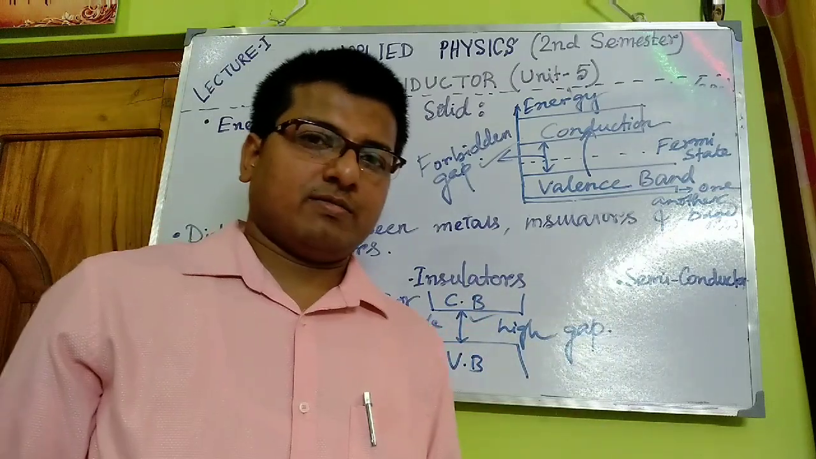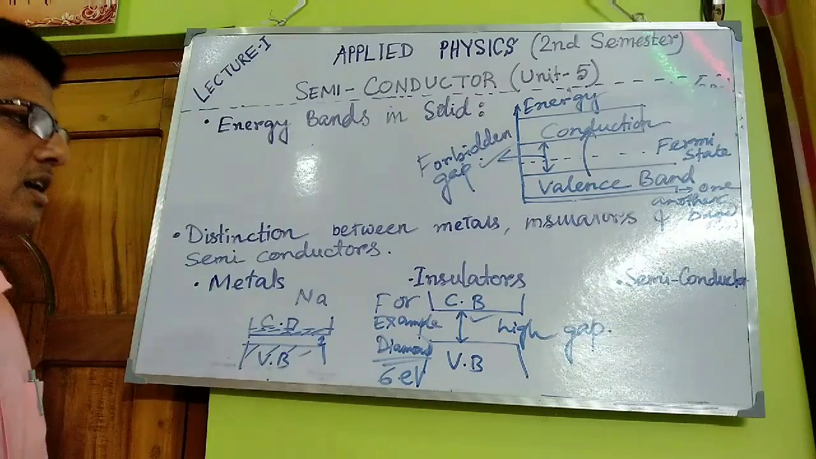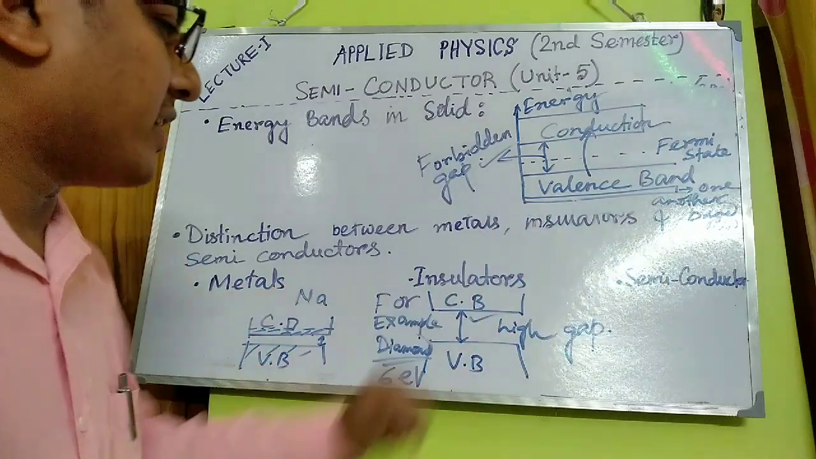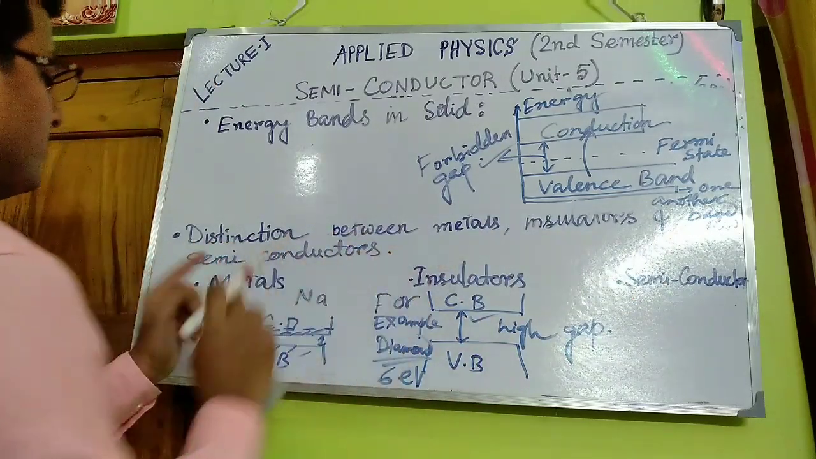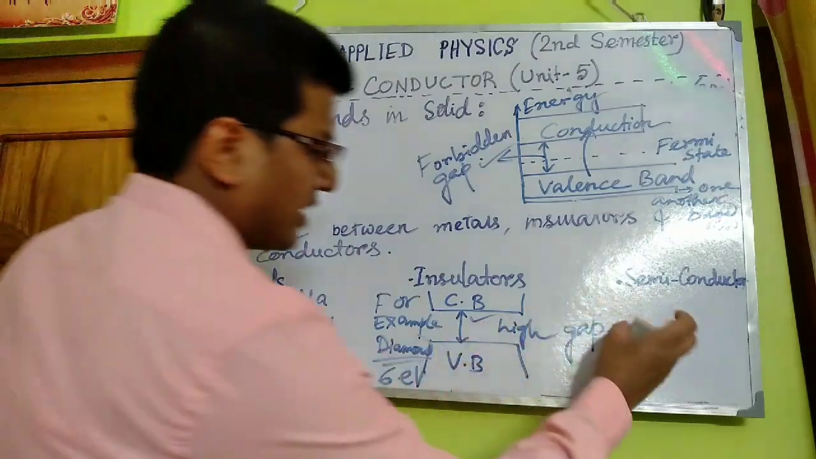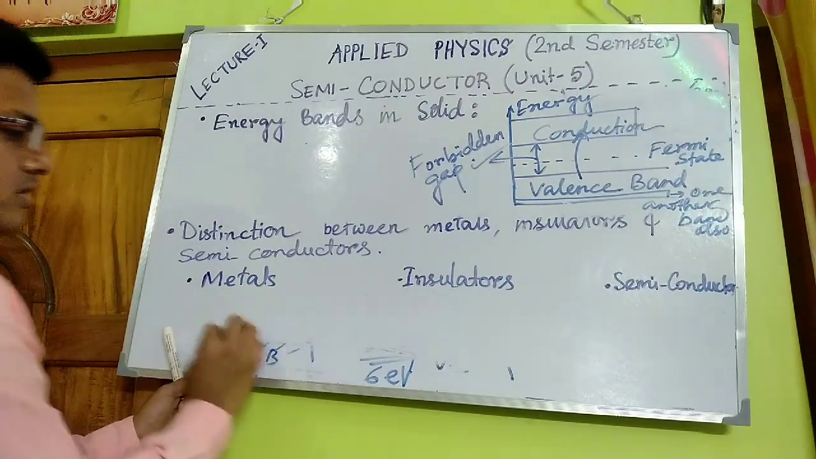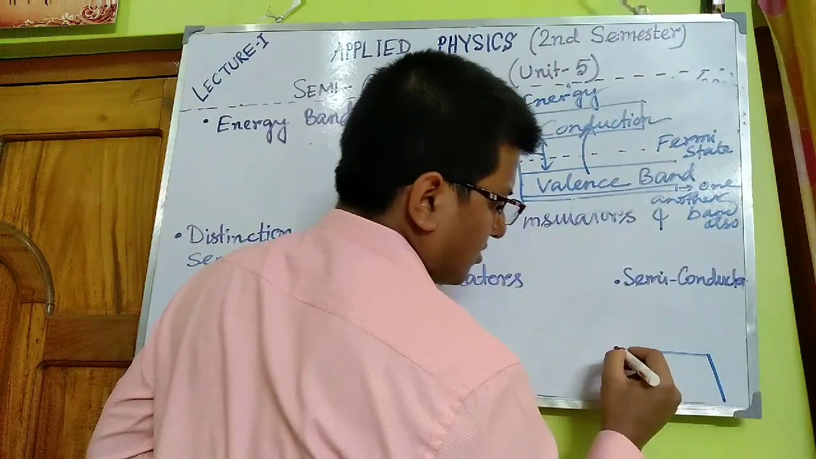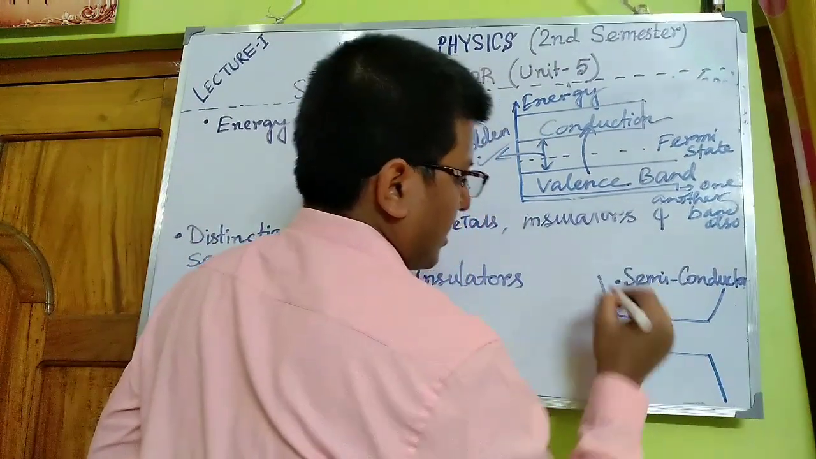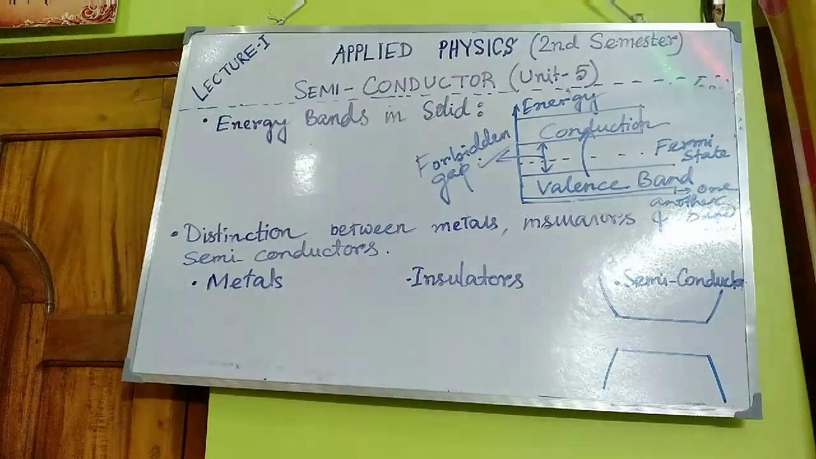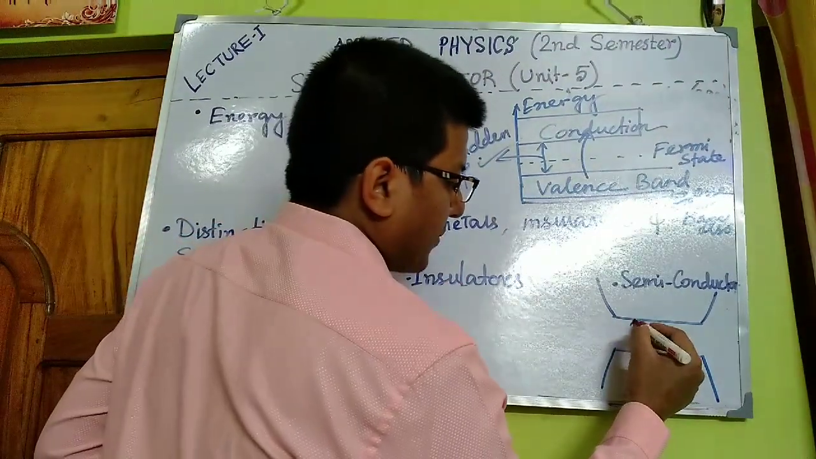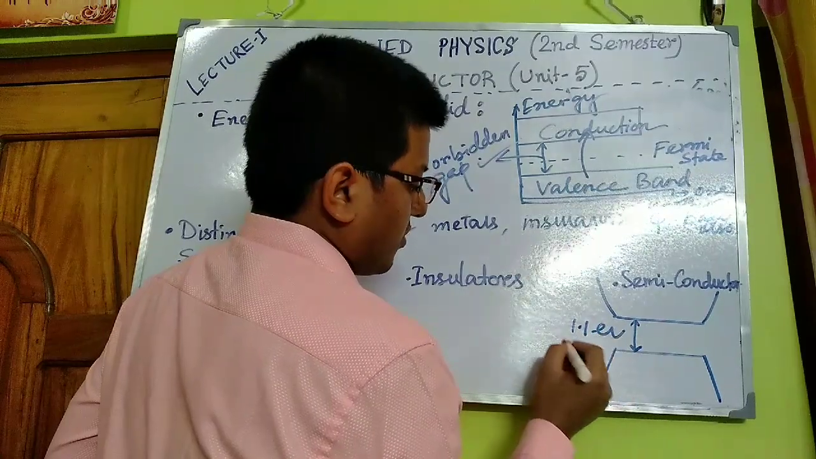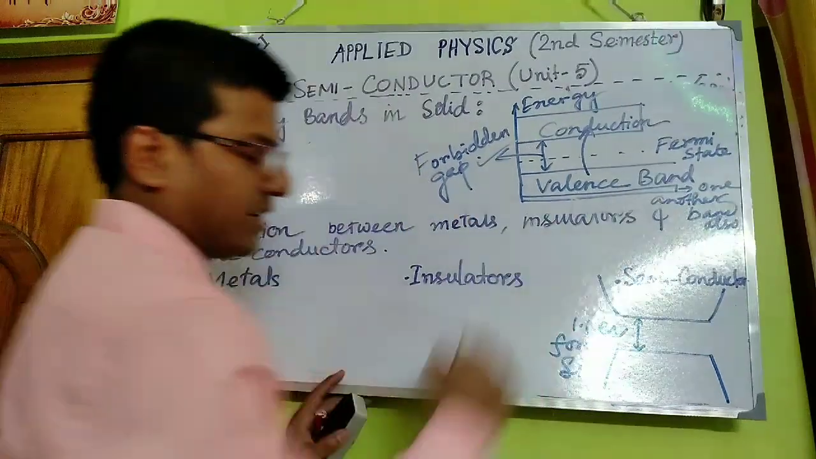But for semiconductor, I have already told you, semiconductor is in between metals and insulator. In their case, the construction of the band and electron orientation is like the insulator. But the only difference is the gap is less than the insulator. Its gap is 1.1 electron volt for silicon, which is a semiconductor.